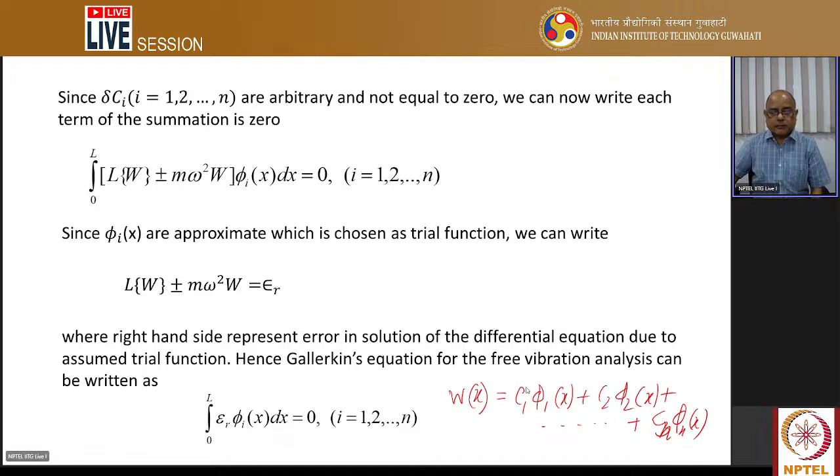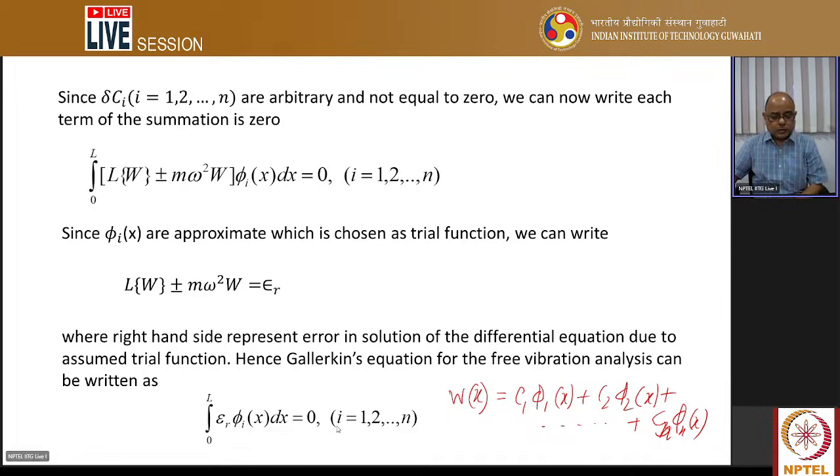So here you can see, if you substitute this approximate mode shape into the differential equation, this is the differential equation for the free vibration, maybe of a beam in bending, or maybe axial vibration of a rod, or maybe torsional vibration of a bar, etc. You will get some error because this is approximate. According to Galerkin, this error multiplied by phi i(x), which is the assumed shape function, is set equal to 0.